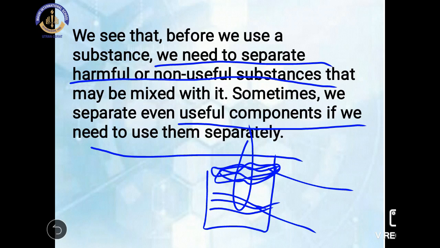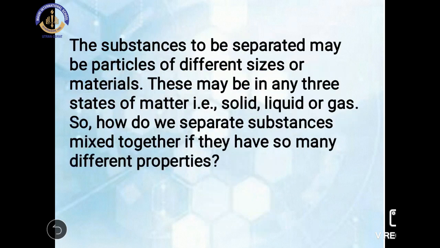So here we do the separation process to separate the butter from the buttermilk. It is not compulsory that we do the separation process only to remove impurities or harmful substances. No, it is also useful to separate components which are useful. If both components are useful, then we also use the separation process to use both components separately.